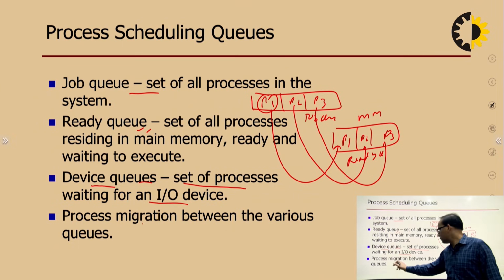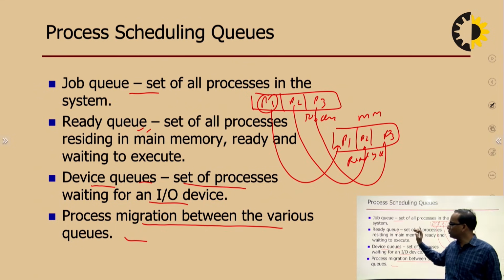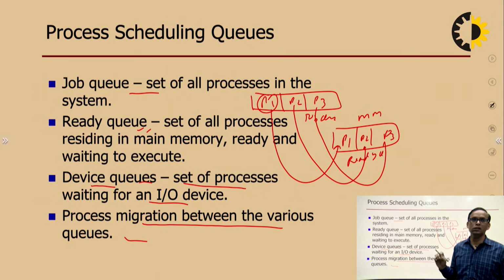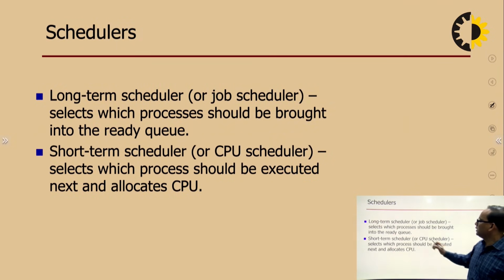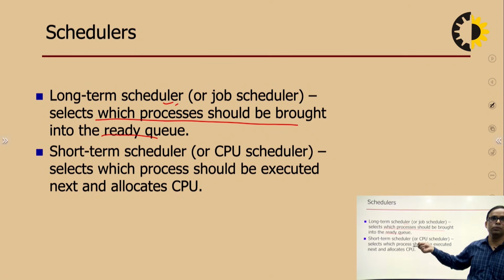So process migration happens between these 3 queues, from the starting state to the completion state, from the new state to the final state. So job queue, ready queue and device queue, these are 3 important queues which are used during the process life cycle. Next one is the schedulers. The first is the long-term scheduler. As I already told, the long-term scheduler selects the process from the job queue and puts them into the ready queue.